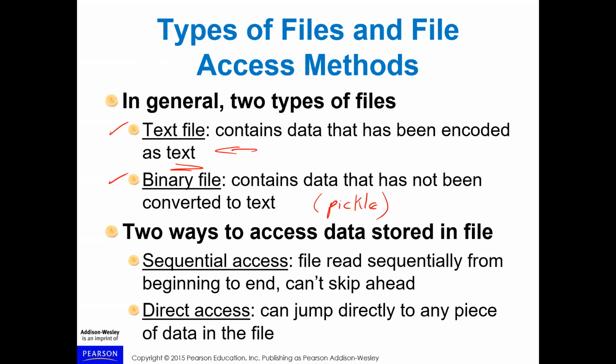Two ways to access data stored in a file: basically sequential access or direct access. So in direct access, you can jump directly to any piece of data in the file, right? But you have to have some kind of an index. So we're not really going to cover that. Instead, we're just going to mainly focus on sequential access. It's a file read sequentially from beginning to end, and you can't skip ahead or skip something. You kind of have to go sequentially, all right? So basically, our focus will be on this one and on that one. And that's mainly what you will use. As I said, when you do like pickle dump, you might do this in the future.